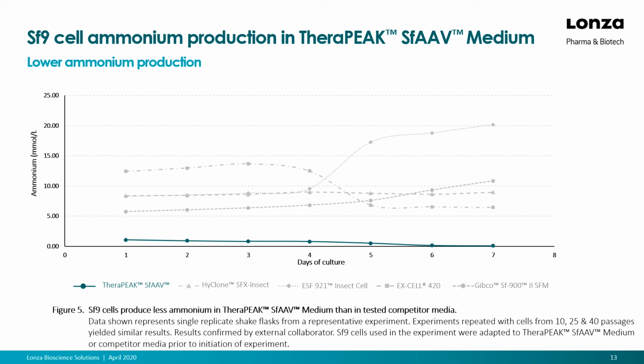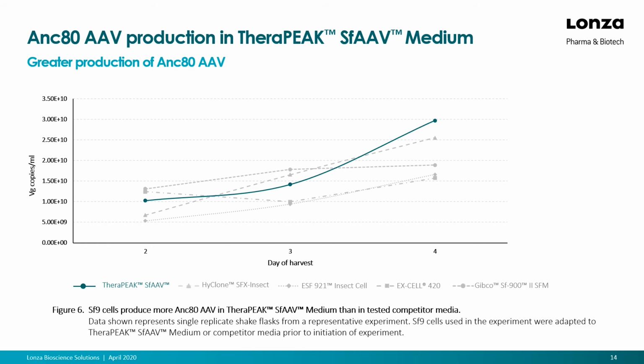Speaking of viral particle, we evaluated the performance of each medium for the production of AAV, and more specifically HANK80. HANK80 is a Lonza proprietary AAV serotype. This is a man-made viral vector.